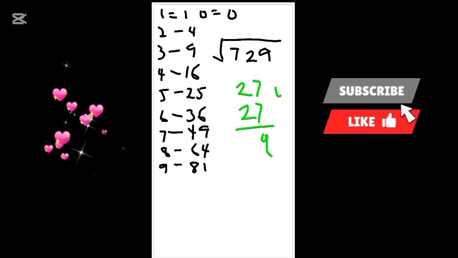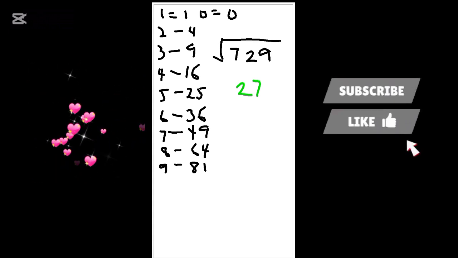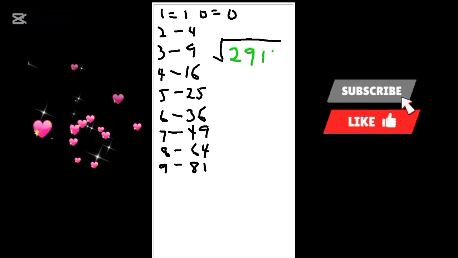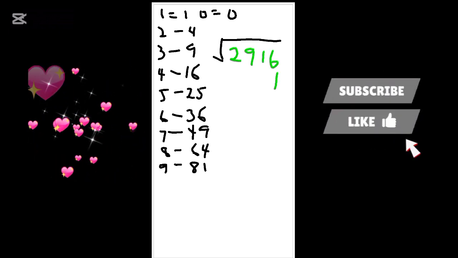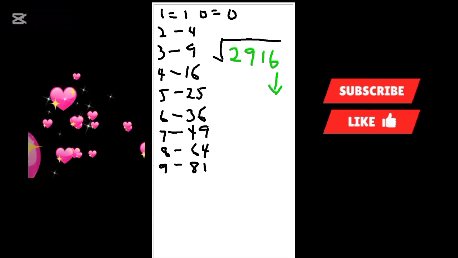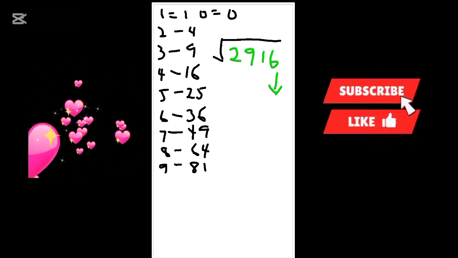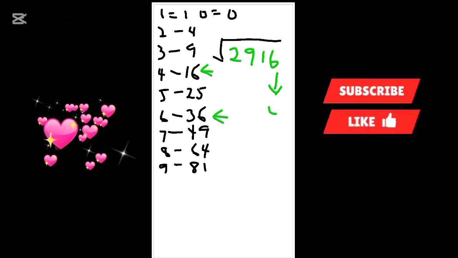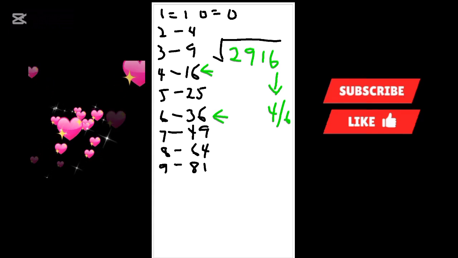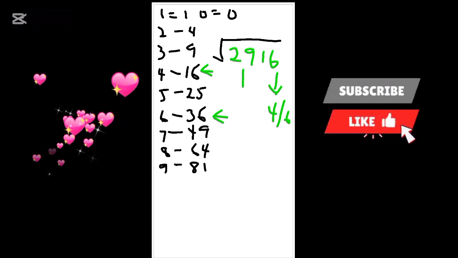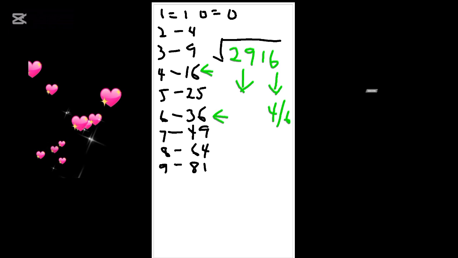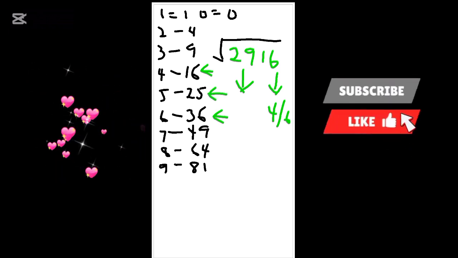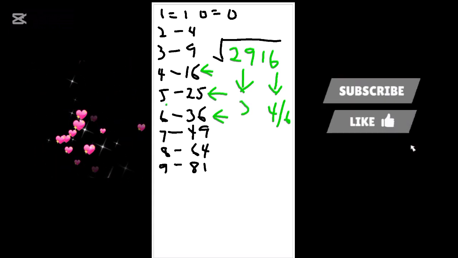So we move into the next question, which is the square root of 2916. Look at the last number. Which of the results from our fundamentals ends with 6? We have 4 and we have 6. So let's write that down, 4 and 6. So we're going to check which of the results is lesser than 29 or equal to 29. That would be 25, and that would be 5. So we put our 5 down.